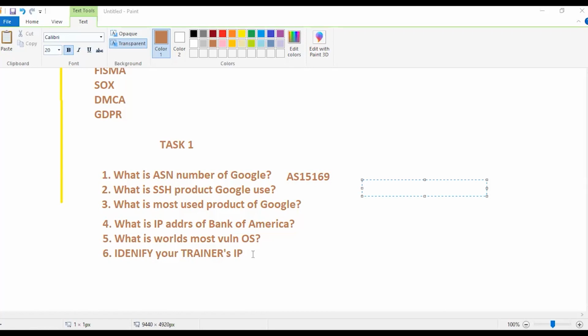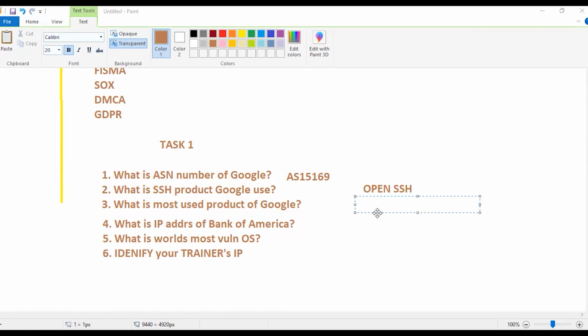OS Login, SSH connection managed. Google uses OpenSSH. Only just got the answer. Most used product of Google? Search engine. OpenSSH. Google. Search engine.